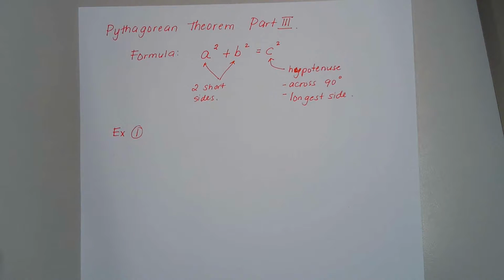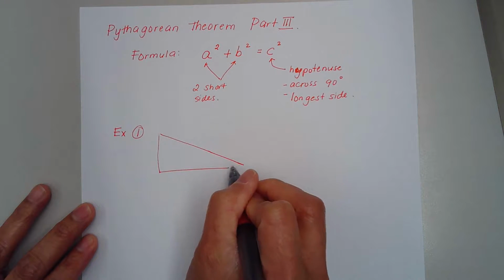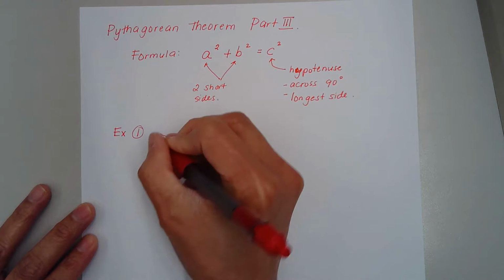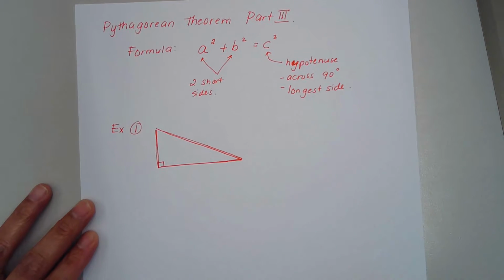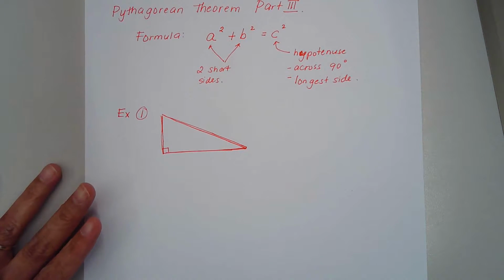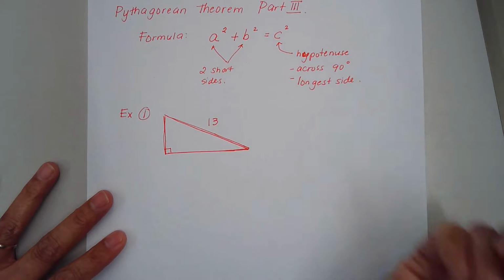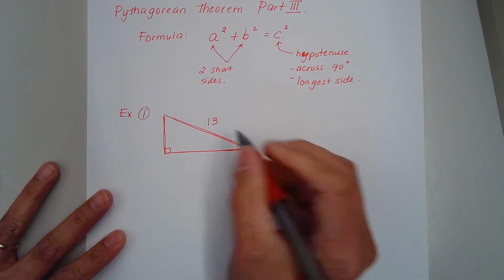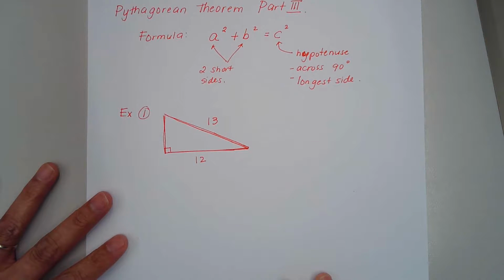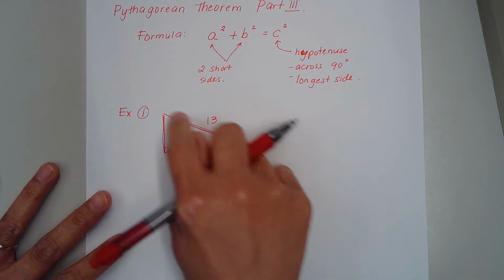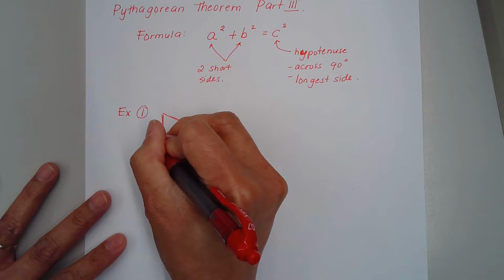Let's do this one first. I'm going to draw a triangle here. I'm not going to give you the answer for that. That's your job later on. Okay, so I'm going to give you a triangle. I'm going to call this 13, and I'm going to call this 12. This length is 13 and this is 12. So we're going to look for the x.